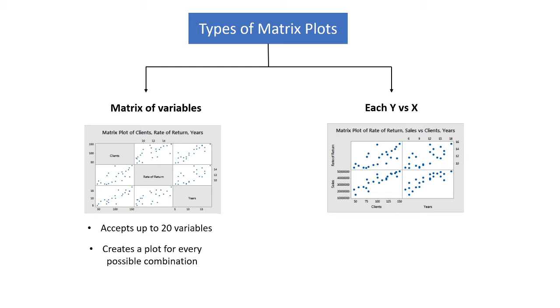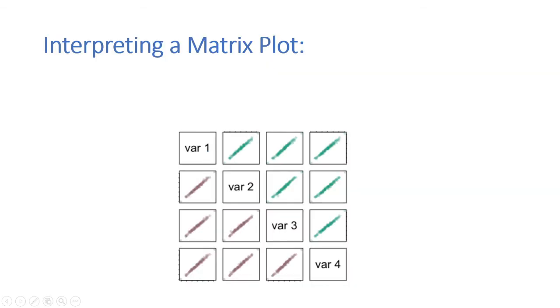In case of each y versus x matrix plot, it accepts the y and x-axis variables first and then creates a plot for each possible xy combination. For example, here the variables for x-axis are clients and years, and the variables for y-axis are sales and rate of return. This matrix plot is showing every possible xy combination for the variables present on the x and the y-axis. Now that we have seen the different types of matrix plots, let us see how to interpret them.